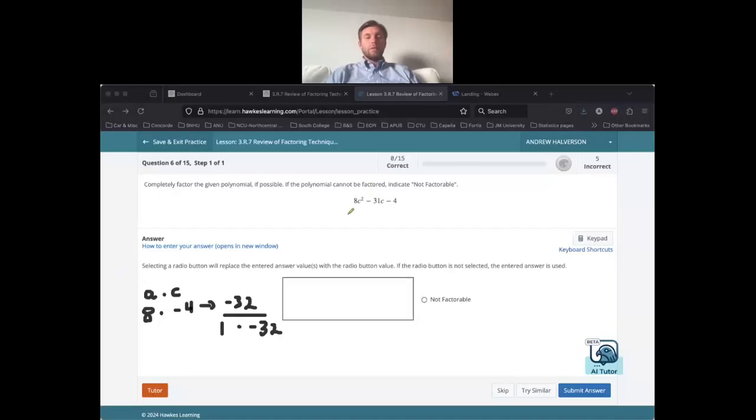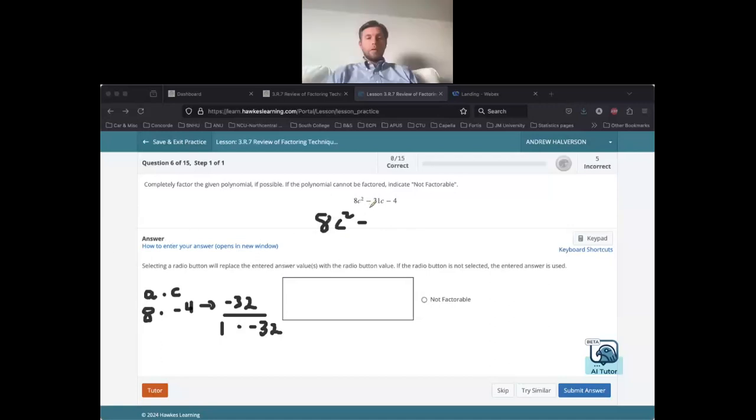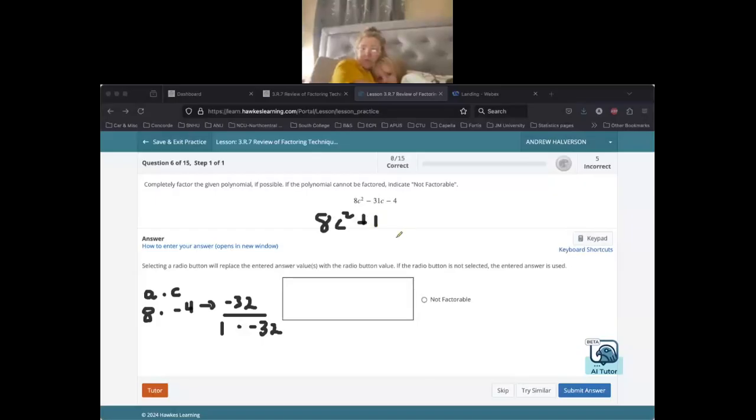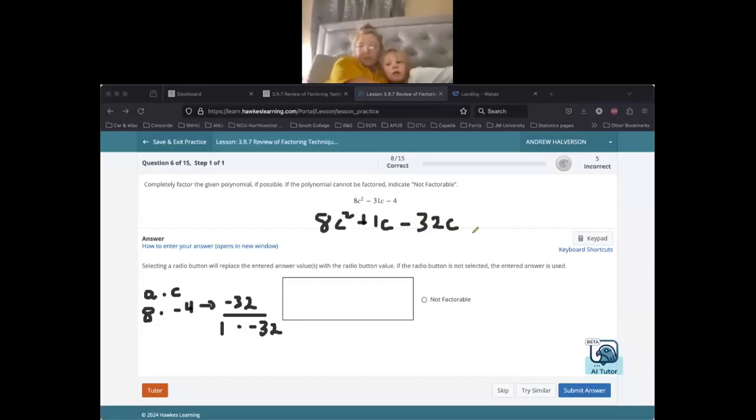It's going to be 8c squared minus 1c. And then you're going to have negative minus, oh no, actually, shouldn't it be a +1? Okay. Because it's a positive one. So 1c. C, right. And then minus 32c minus 4. -4.